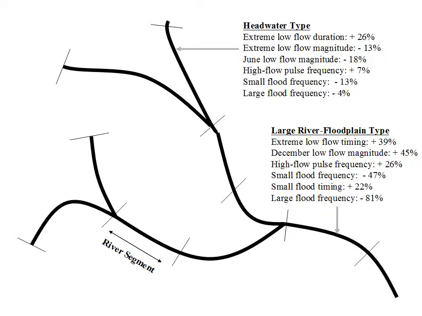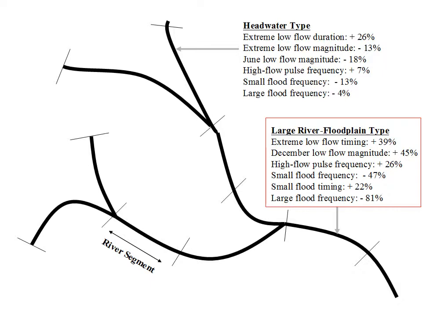For example, here we're looking at two different types of river types, and they are geomorphologically subclassified as well, so we can see where they are spatially located within the river basin. And for example, the headwater type, we can see that overall, across this river type, there's been alteration in the extreme low flow duration, and it's been in the order of 26% increase. So there's an increase in the duration of very, very low flows in this headwater type stream within this basin. Similarly, we could look at large river floodplain types. There may be fewer. Typically, you would expect to find fewer large river floodplain types within the basin.